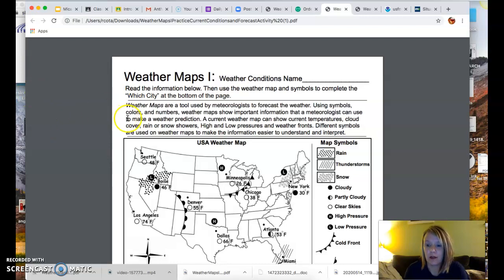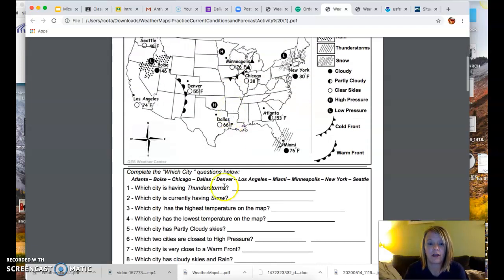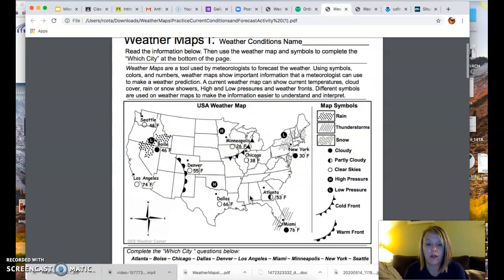Attached to this assignment is a Google Doc that Google Classroom makes a copy of for you, so you can answer these questions just on that numbered Google Doc, or if you know your fancy schmancy way of doing it right on this PDF, that's fine too.